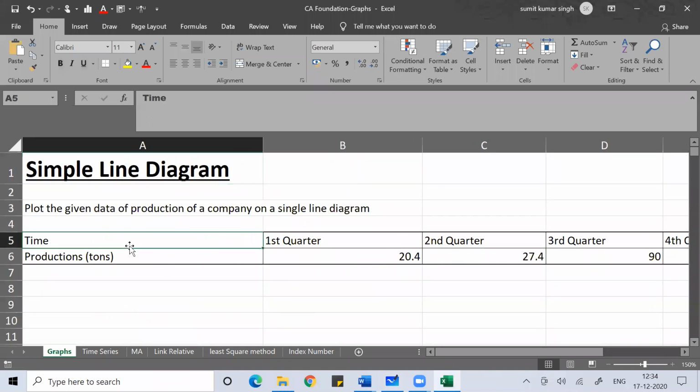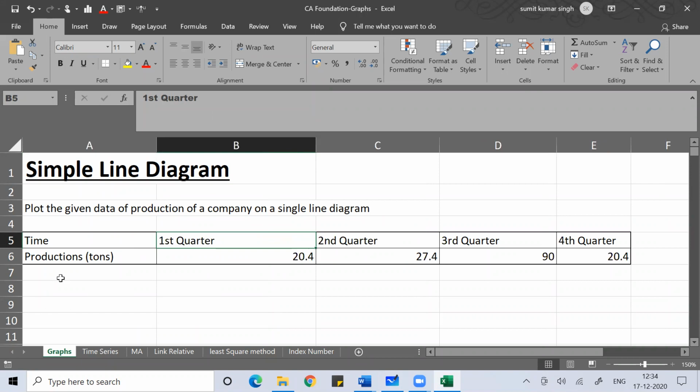Suppose this is the data given, like time. In simple line diagram, we only consider one variable. So in the time: first quarter, second quarter, third quarter, fourth quarter. I hope everyone knows 1 quarter is 3 months. For each quarter, these are the production of the company.